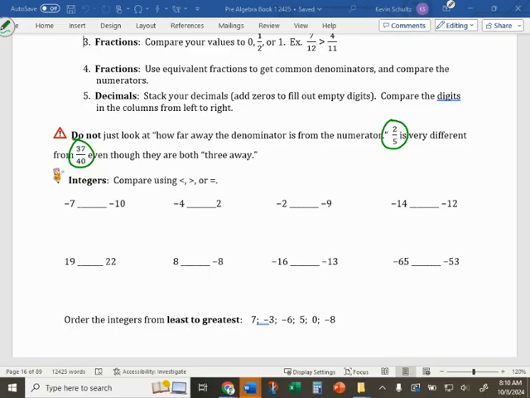Okay? So you cannot just look at how far away the numbers are, because it's an unreliable method. Sometimes it works, sometimes it doesn't. And the fact that sometimes it doesn't means you don't want to rely on it. Okay? Make sense? Good? Got that out of the way? All right. So, here we go.